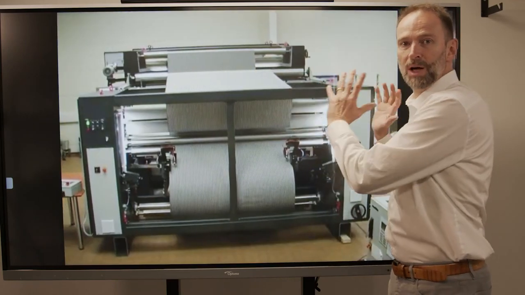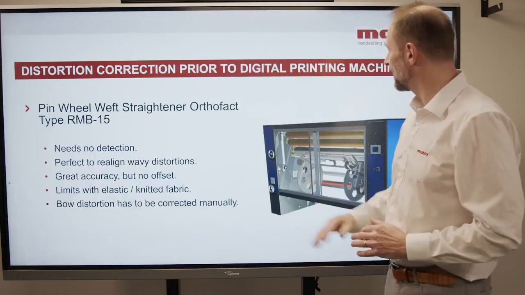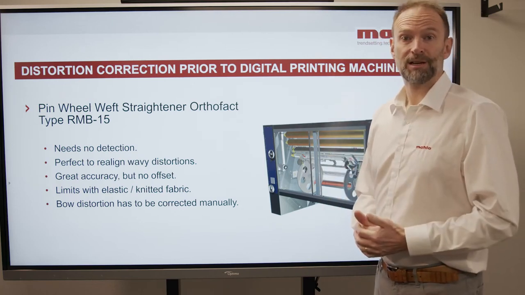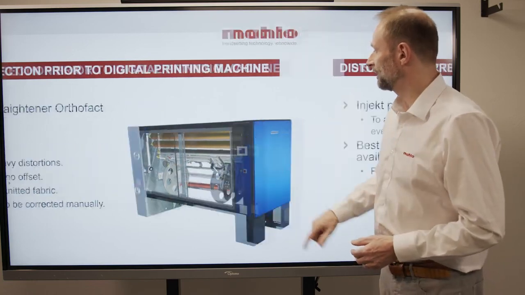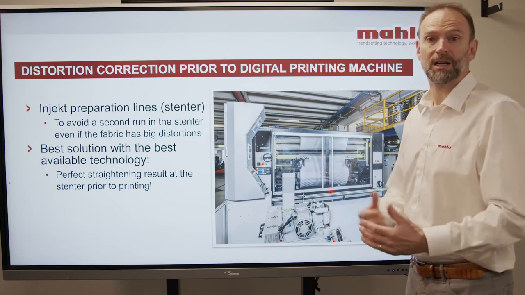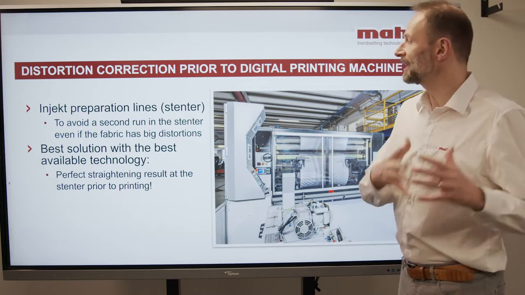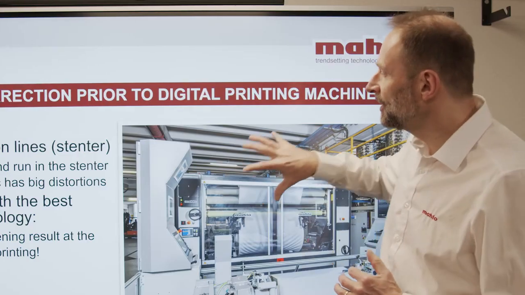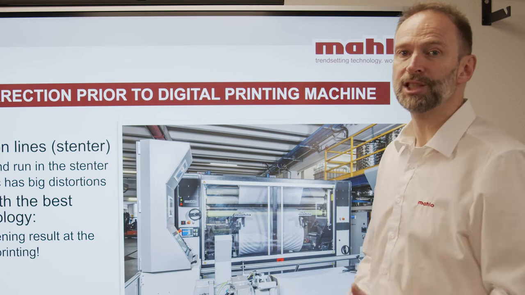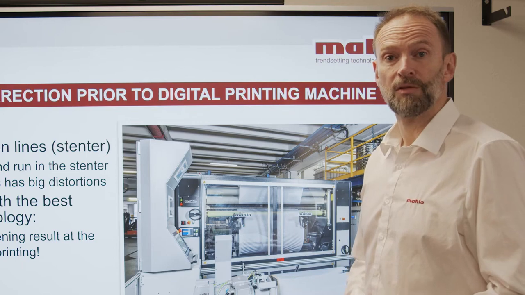This is a MAHLO pinwheel straightener. And this is also what we would actually recommend every time when it comes to the preparation of printed fabric, especially for digital printing. So this is actually how it would look like before a stander, or at a stander in the preparation for the printed fabric. As I said at the very beginning, this solution with the best available technology would be our recommendation for you whenever it comes to the preparation for printing.